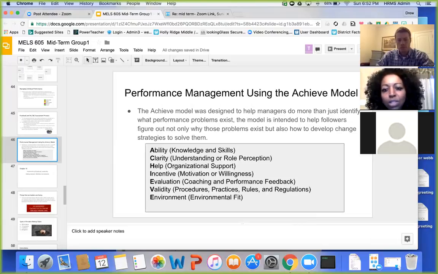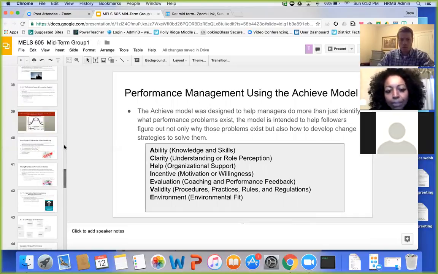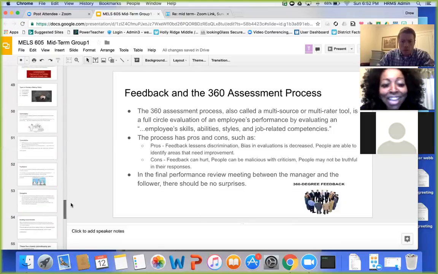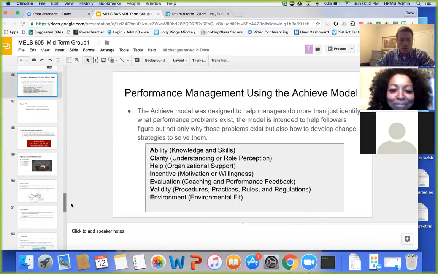The last one is the ACHIEVE model. And again, it tied in with situational leadership. It's an acronym. The ACHIEVE model was designed to help managers do more than just identify what problems exist. It actually tries to help them develop ways to solve the problems.